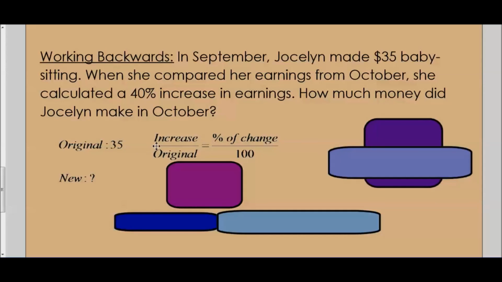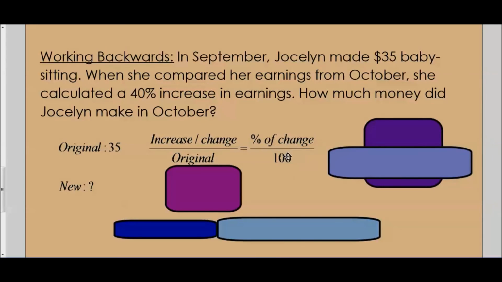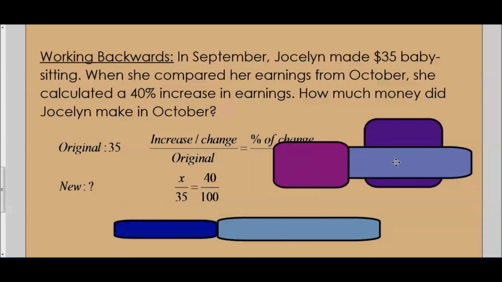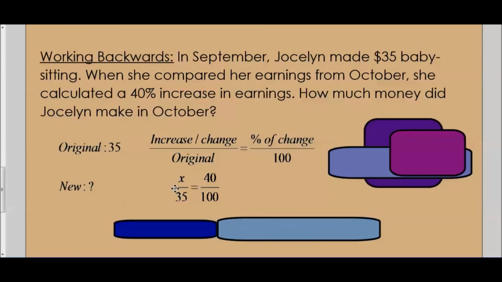So we're able to set up this proportion. We're comparing the original to the 100 as 100%. This is the percent of change. The change just represented in percent form. That's this 40% that we are given here. And we know that the original amount is 35. So we're going to solve for this x. Again, that's just going to be the change. That's not really going to be our final answer.